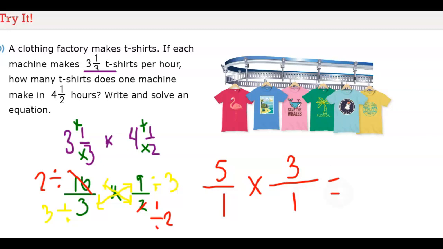So now when we multiply straight across, we have 15 over 1, which is the same as 15. So the answer to the question of how many shirts one machine can make in 4 1/2 hours would be 15 t-shirts.